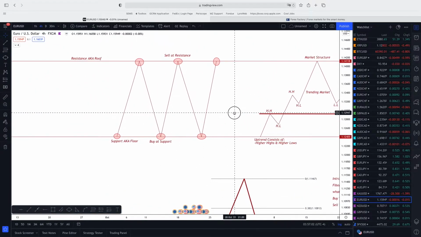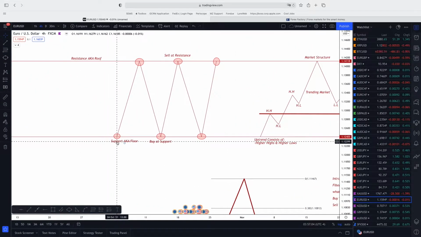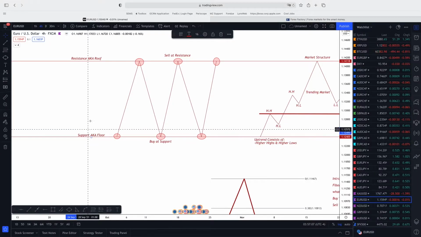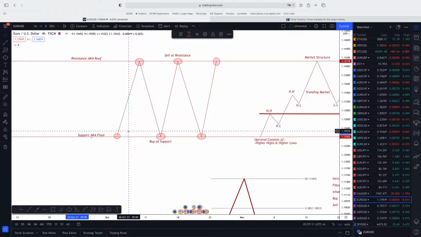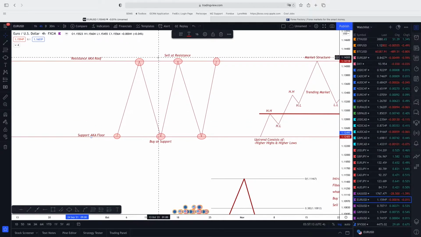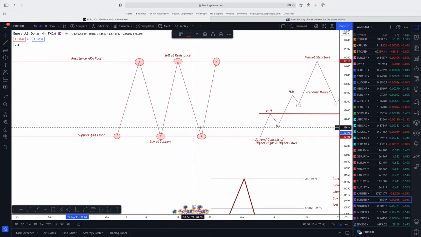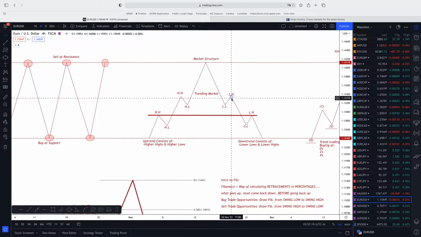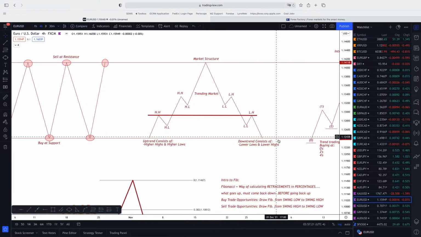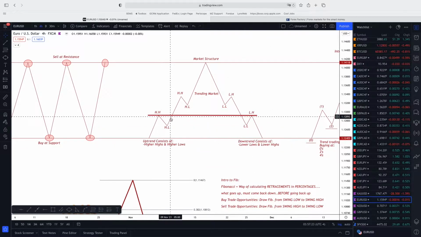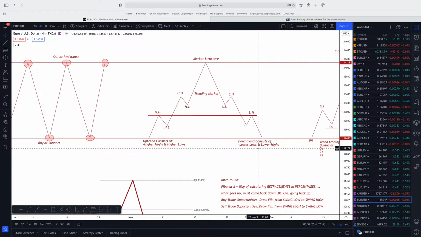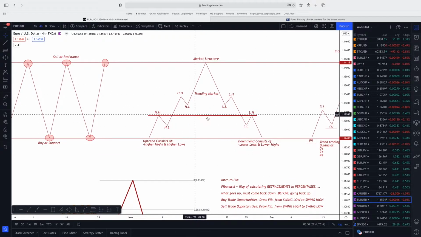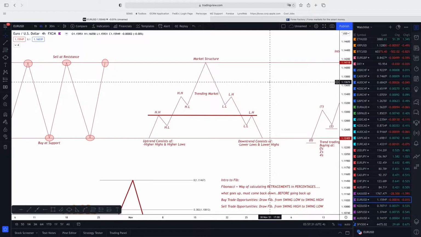So again, a recap. This is the support, which is the floor. This is the resistance, the roof. Market moves from support to resistance and resistance to support. Not this perfect. It moves in a trending market through uptrends and through a downtrend, through higher highs and higher lows and lower highs. And this entire formation is called market structure.